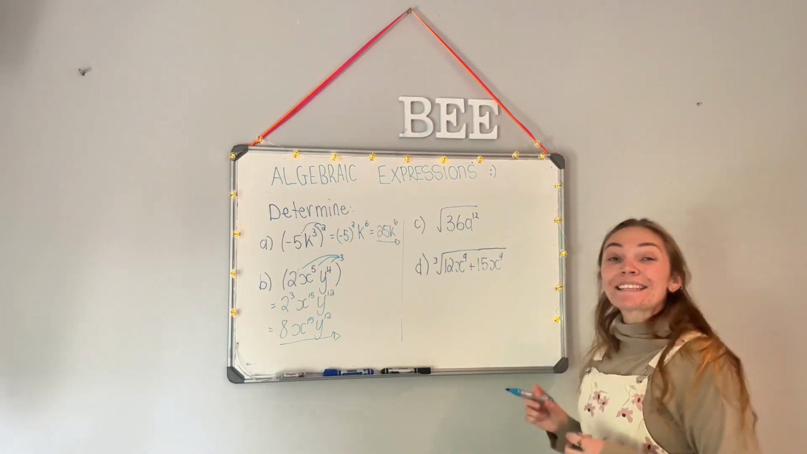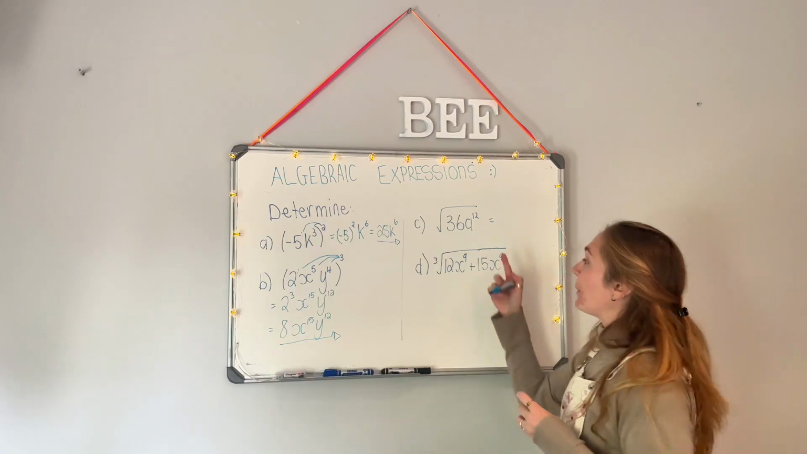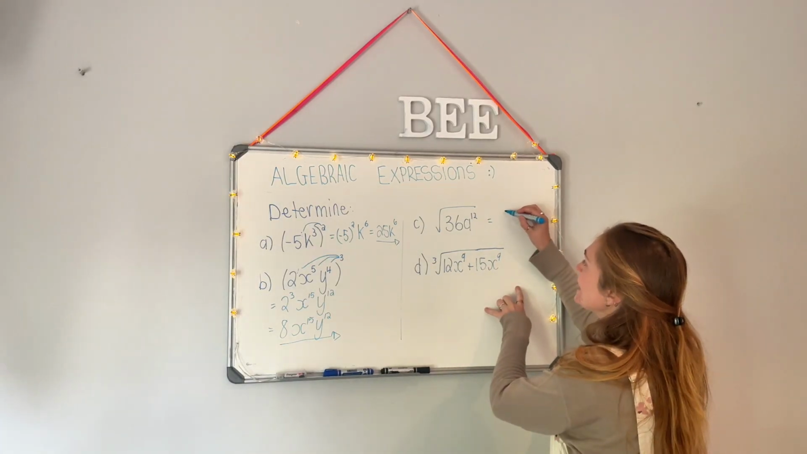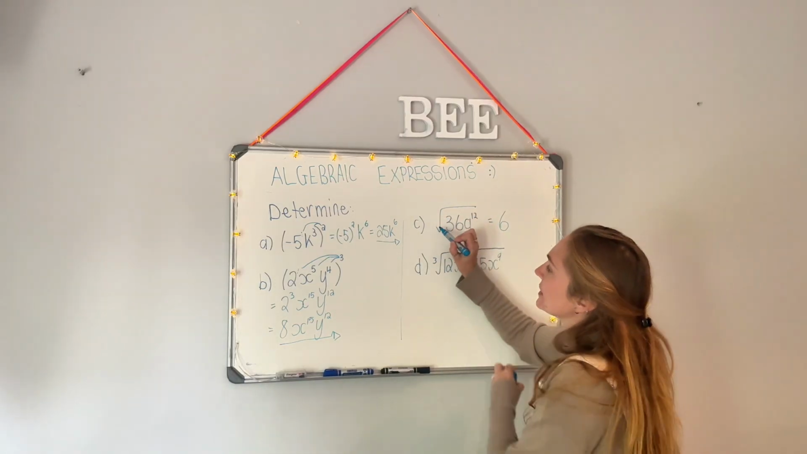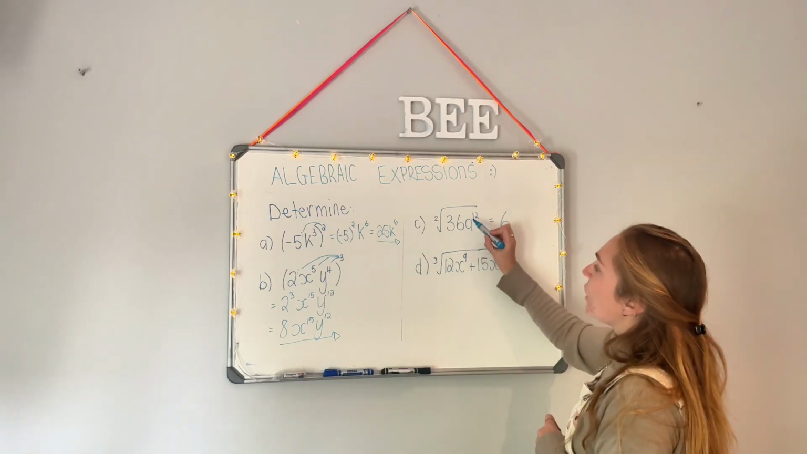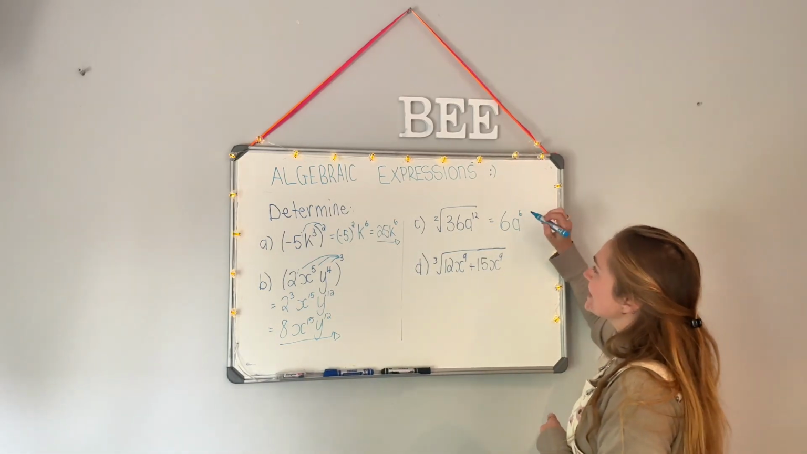C, square root of 36a to the 12. Okay, we work with our coefficient first, our numbers. What is the square root of 36? It is going to be 6. Then what did we say we do with these exponents? We divide it with that number outside. So this number over there is a 2. So then it's 6, a to the power of 12 divided by 2 is 6.